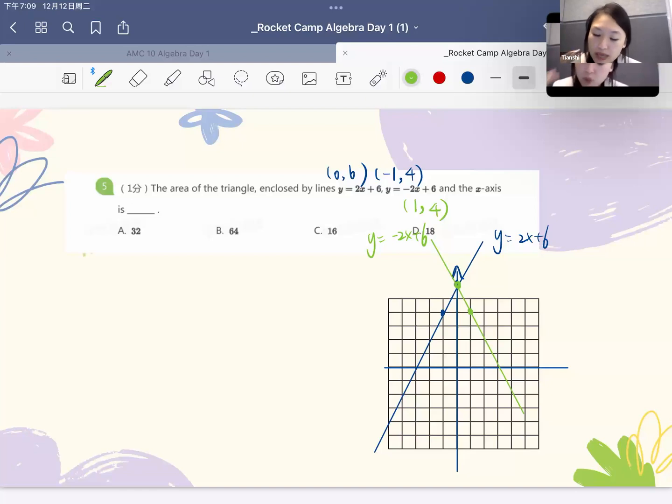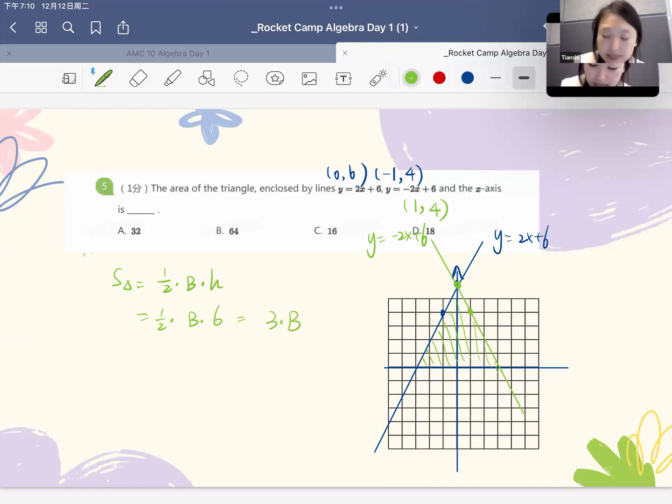And we want to find the area of the triangle formed by the two lines and the x-axis. So here, the x-axis and the two lines. Let's mark the area here. To calculate the area of a triangle, we need the base and also the height. The height, we already know. It's 6, right? It's just the y coordinate. So the area is a half times base times the height. And the base we need to calculate, but the height is just 6, right? So it equals 3 times the base.